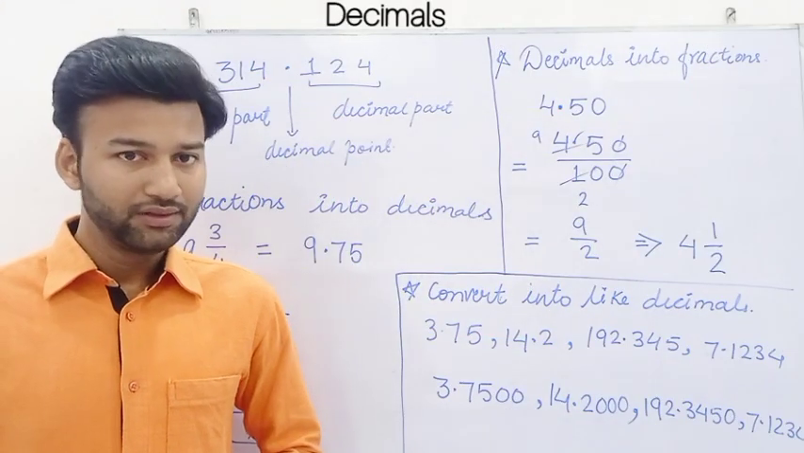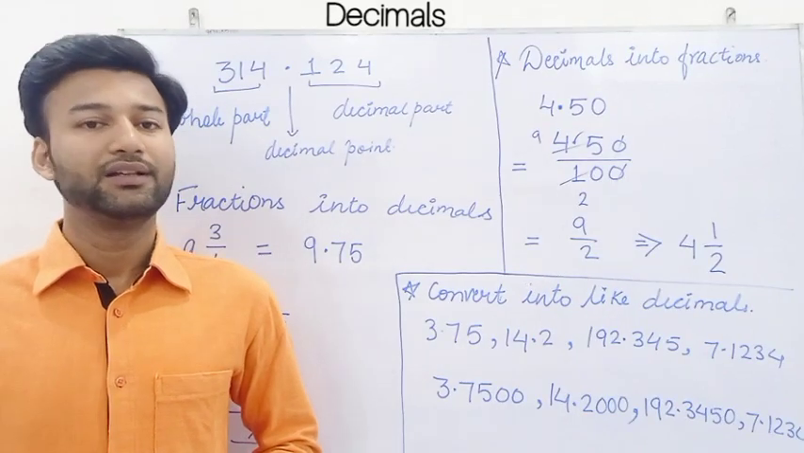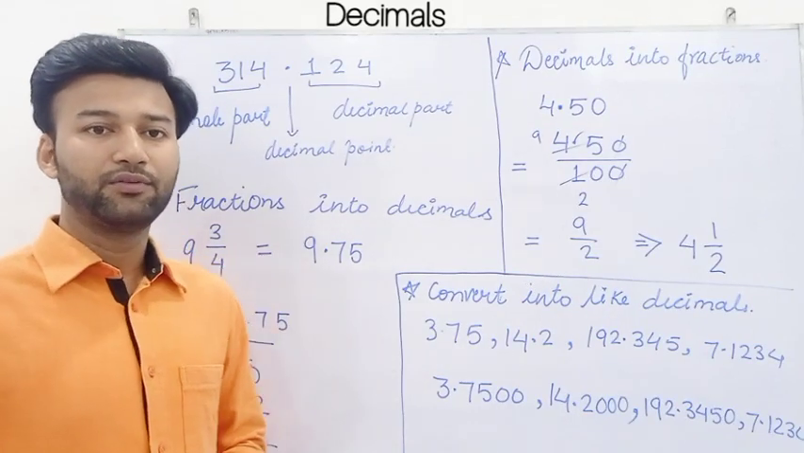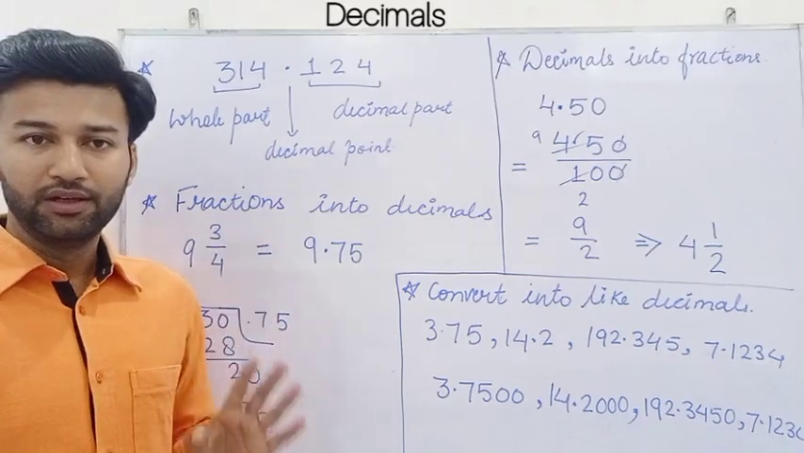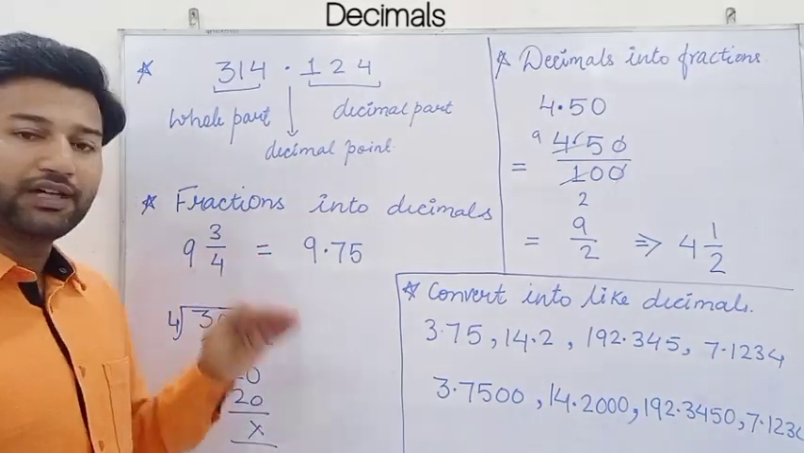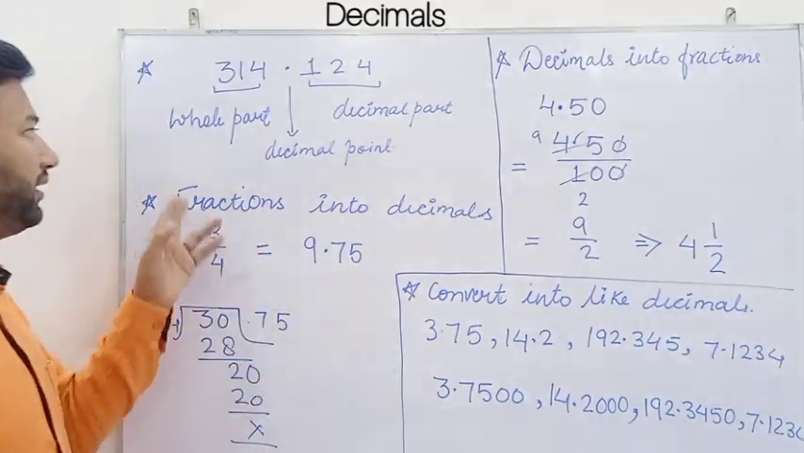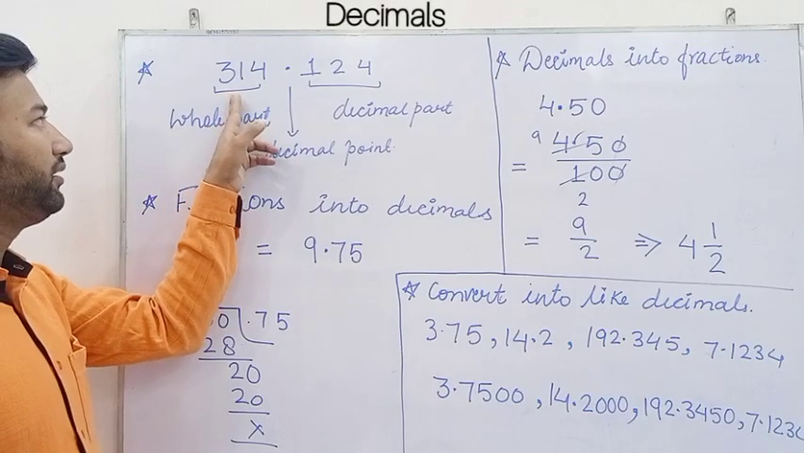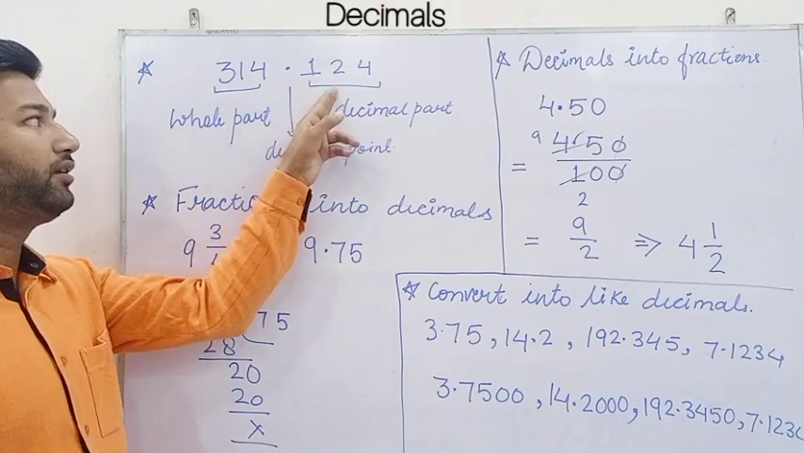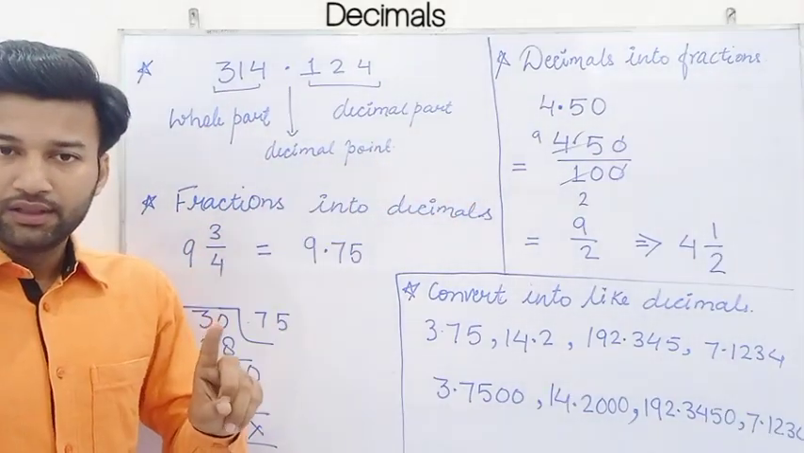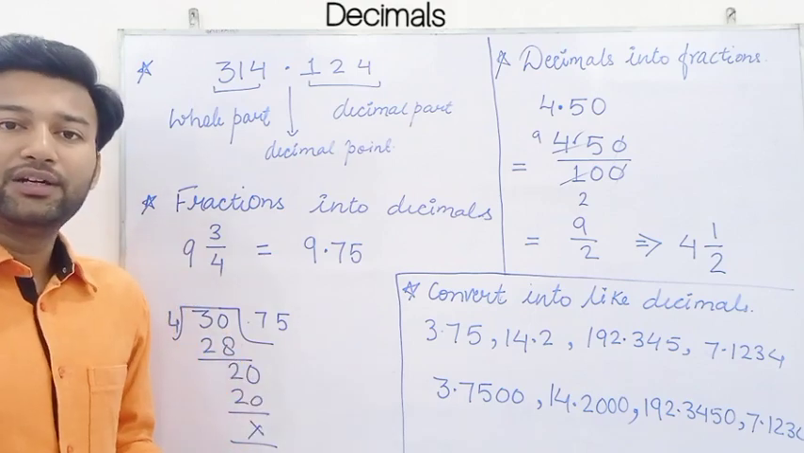Hello everyone. Today we will start the revision, and the first chapter of your revision is decimals. So in this chapter we will start from the beginning. The first thing, this is a number, 314.124. So first remember how to read decimal numbers.